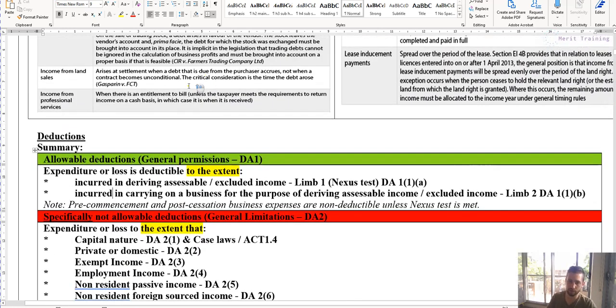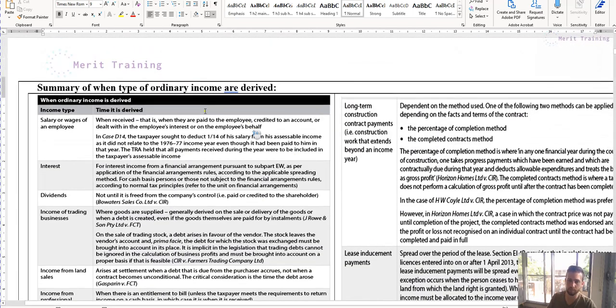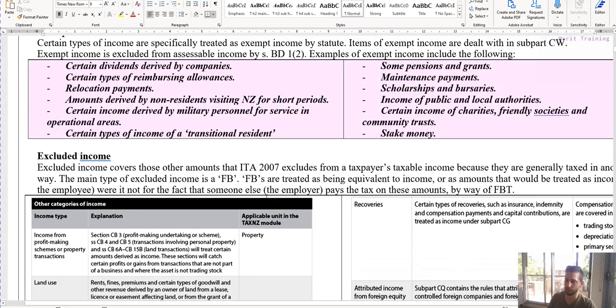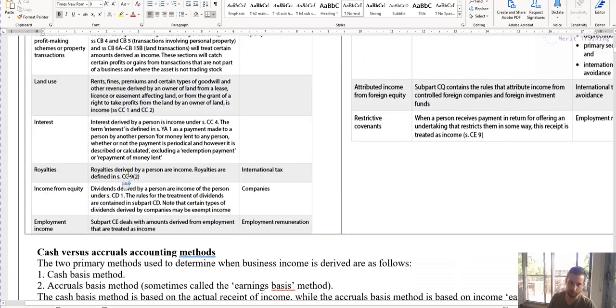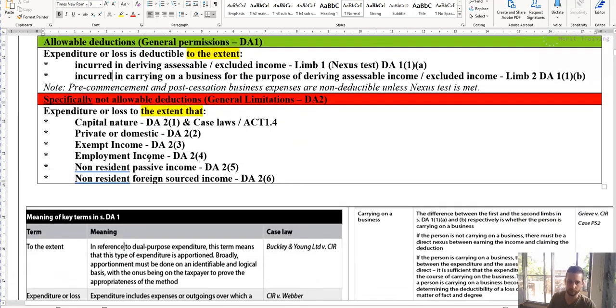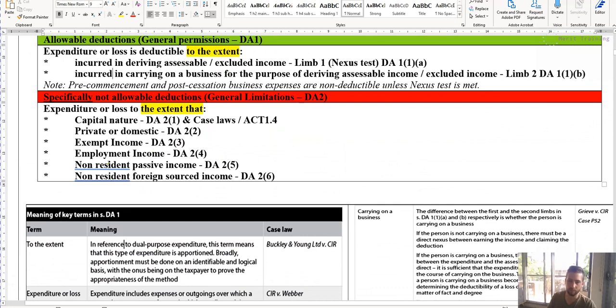So we talked about different types of exempt income up above. If the connection of that expense is to any exempt income, it is not deductible. Employment income to do with your employment, non-resident passive income and non-resident foreign sourced income. So we'll talk about that. But basically there's limitations if it's connected to passive or foreign sourced income and you're a non-resident. But we'll talk about that in more detail later on.